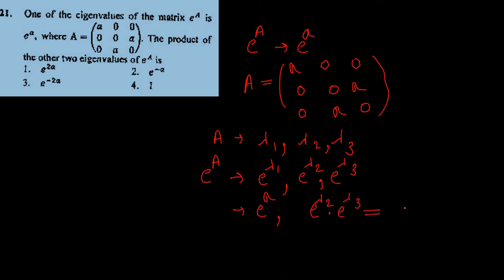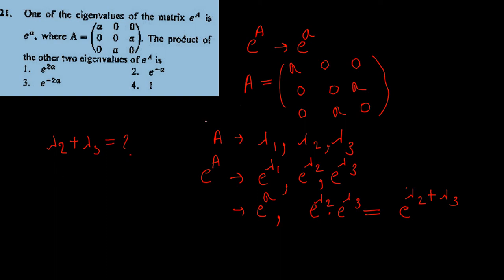How can you write this? As e to the power lambda 2 plus lambda 3. So now you have to calculate lambda 2 plus lambda 3. You don't know lambda 2 plus lambda 3, so let's find out this term.